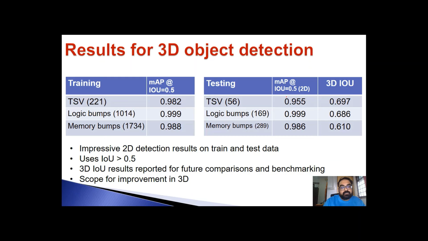And the reason is that TSVs sometimes, especially at edges, get a bit blurry. So it's difficult to get a very tight fitting bounding box that agrees with the ground truth sometimes.